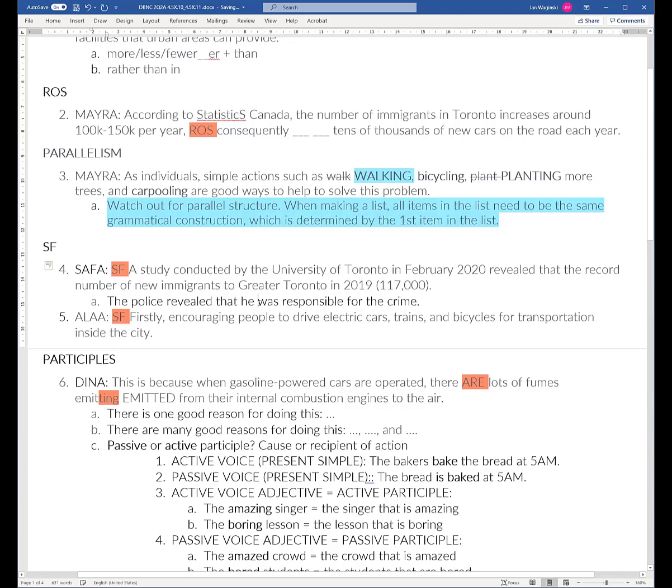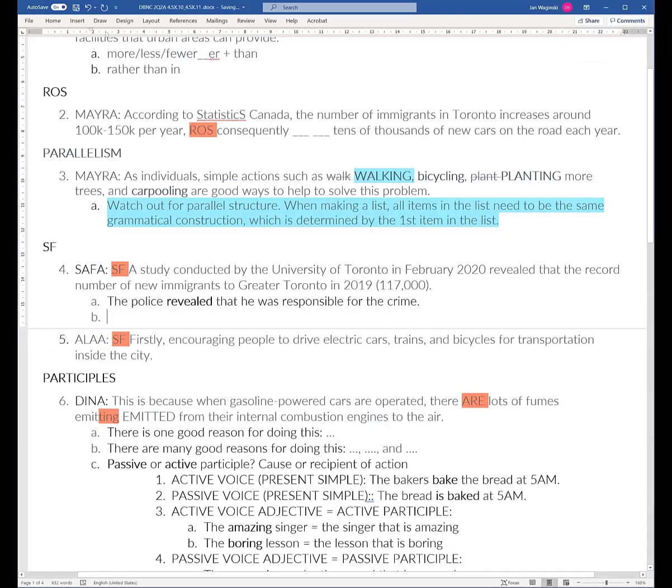Okay. Safa, can you tell me about this sentence? The police. What's the main verb? Revealed. Good. So when we're analyzing a sentence, you want to start by finding the main verb. What's the police? The police, the noun or the people, who did that verb. Subject. Yes, it's the subject.